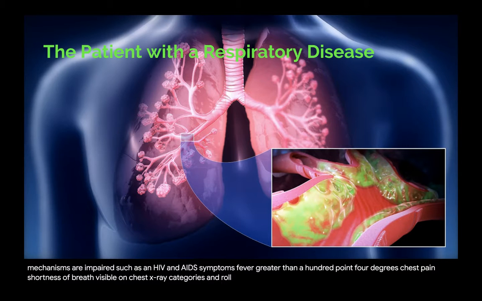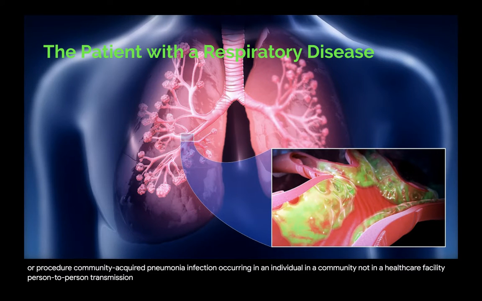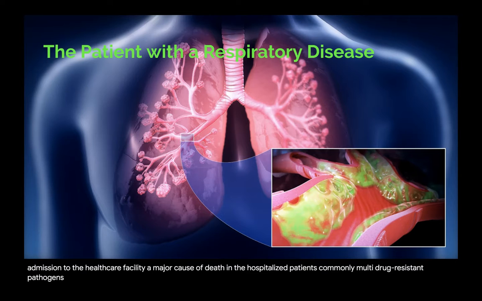Categories and role of oral bacteria. Pneumonia is often categorized by location and or procedure. Community-acquired pneumonia, infection occurring in an individual in a community, not in a healthcare facility. Person-to-person transmission. Healthcare-associated nosocomial pneumonia, infection occurring 48 to 72 hours after admission to the healthcare facility. A major cause of death in hospitalized patients. Commonly multi-drug resistant pathogens, more common in the very elderly over 80 years of age and those with comorbidities.